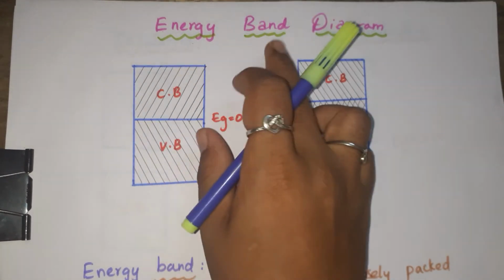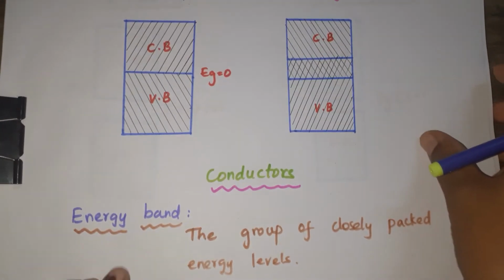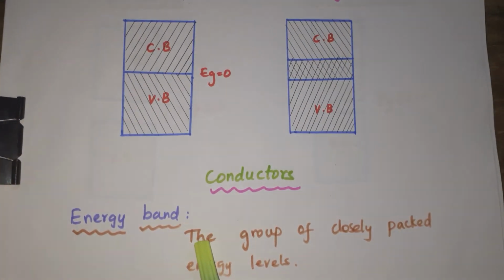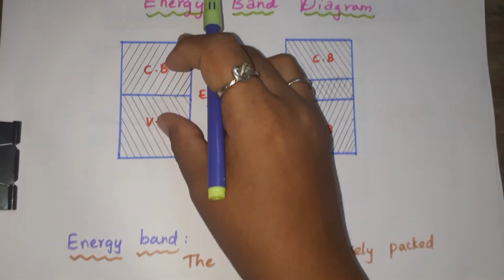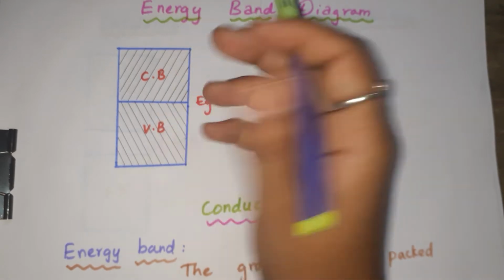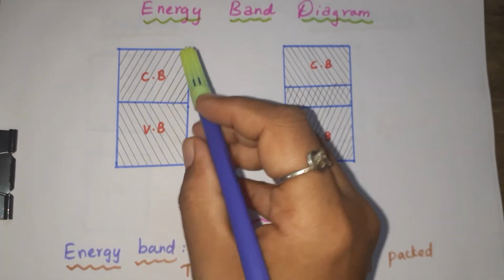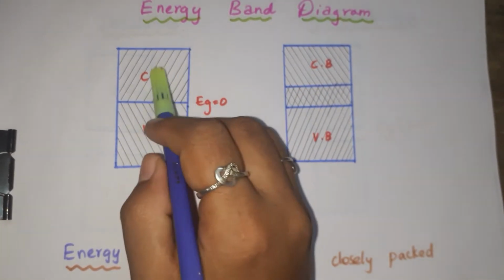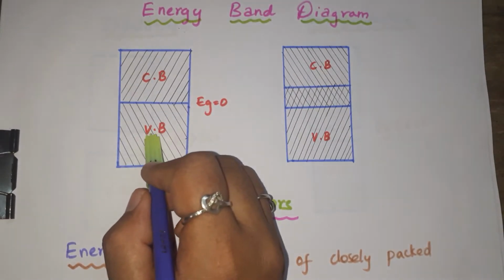So what is this energy band diagram? An energy band diagram is nothing but a group of closely packed energy levels. What is this group of closely packed energy levels? These are the groups: conduction band, energy gap, valence band. I used to say CB and VB, right? What is this conduction and what is this valence?